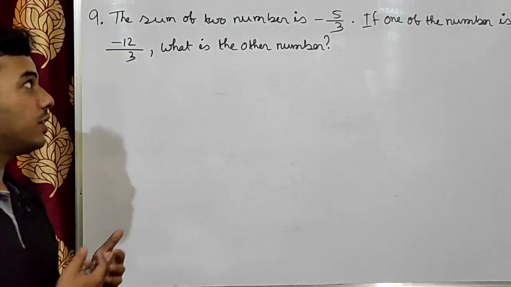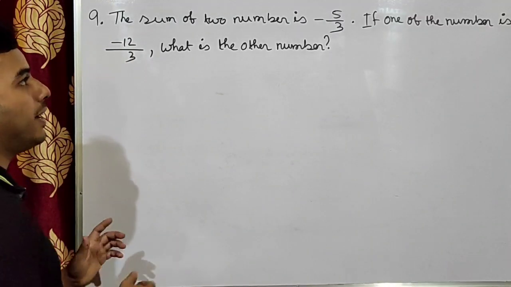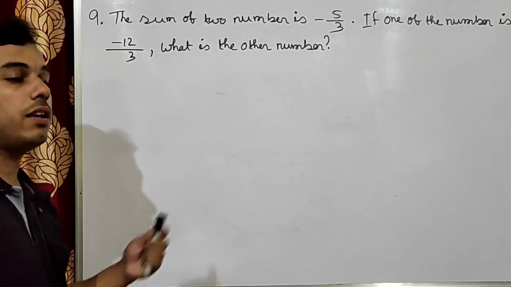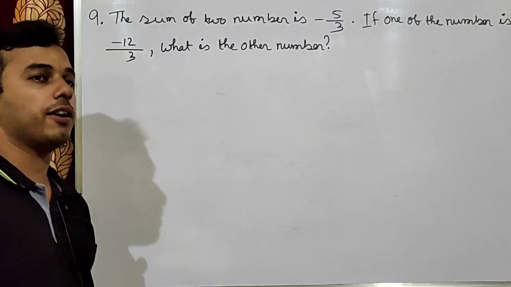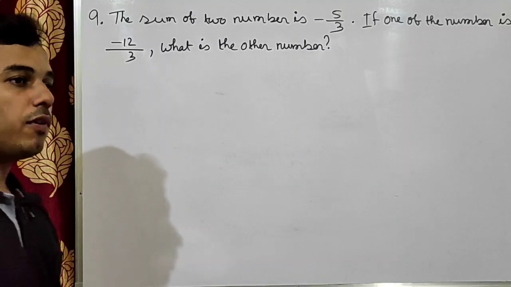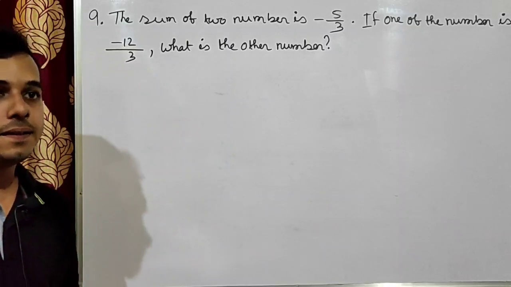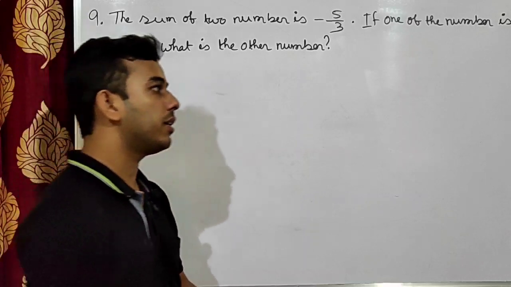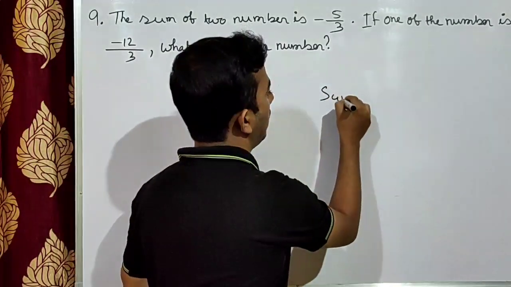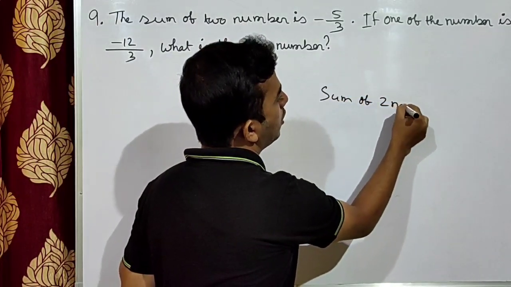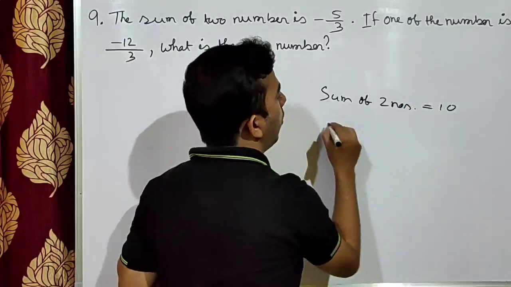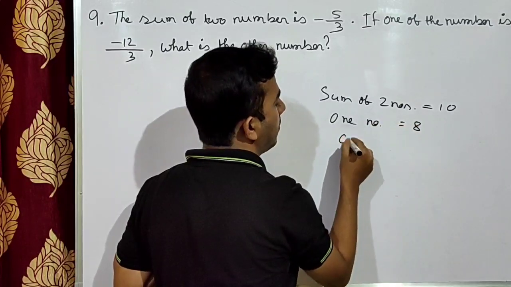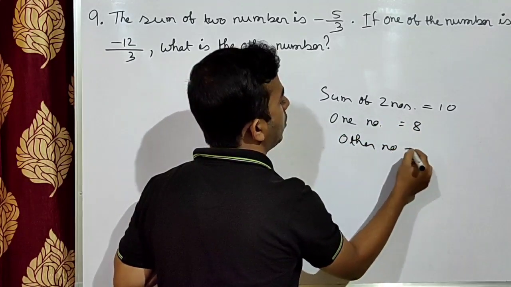Okay, so our next question is, the sum of two numbers is minus 5 by 3. If one of the numbers is minus 12 by 3, what is the other number? Before solving, let me give you another example. For example, the sum of two numbers is 10. If one of the numbers is 8, what is the other number? Look, the sum of two numbers equals 10, one number equals 8, and the other number we have to find out, right?